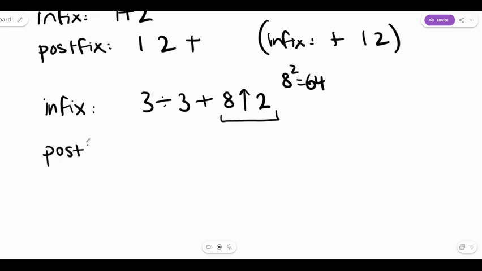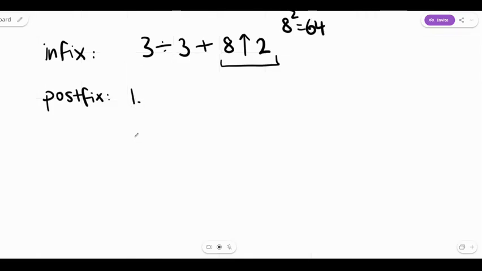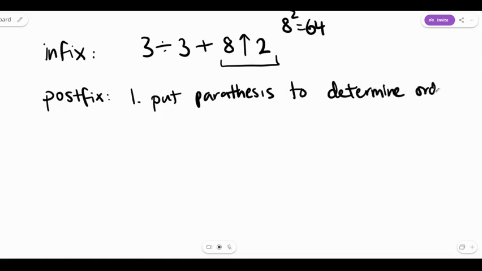So if we want to convert from infix to postfix, or you can also do this for prefix, follow the same steps. First, put parentheses to determine order. I think it's spelled like this. Okay, so let's take our infix expression and put parentheses on what we need to evaluate first.